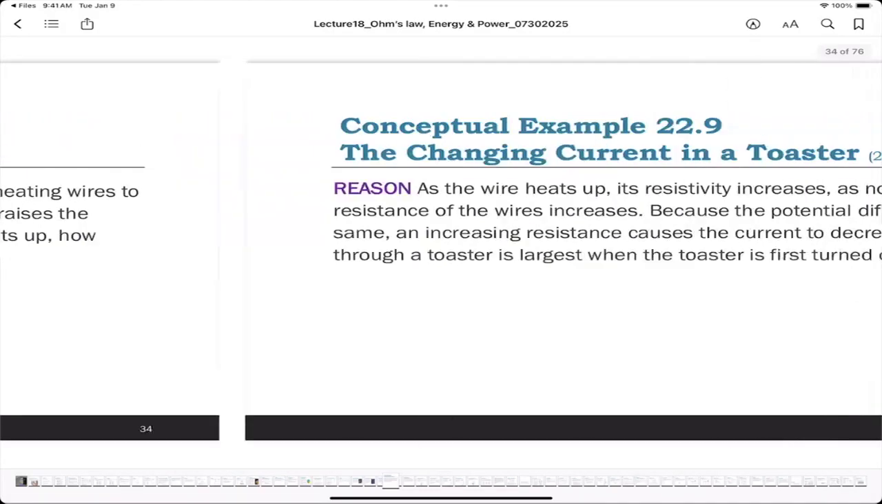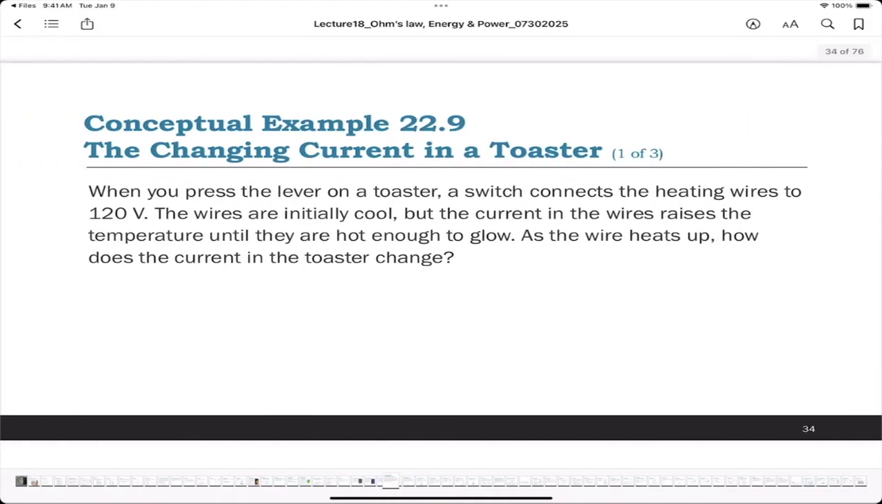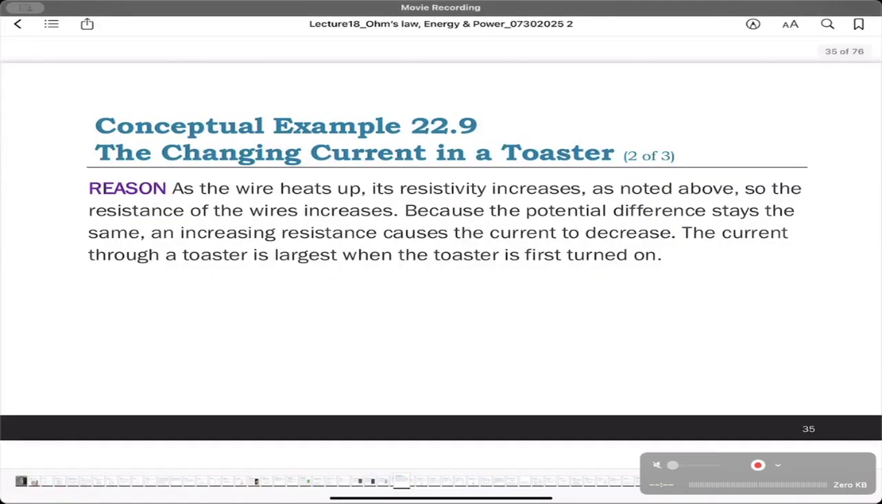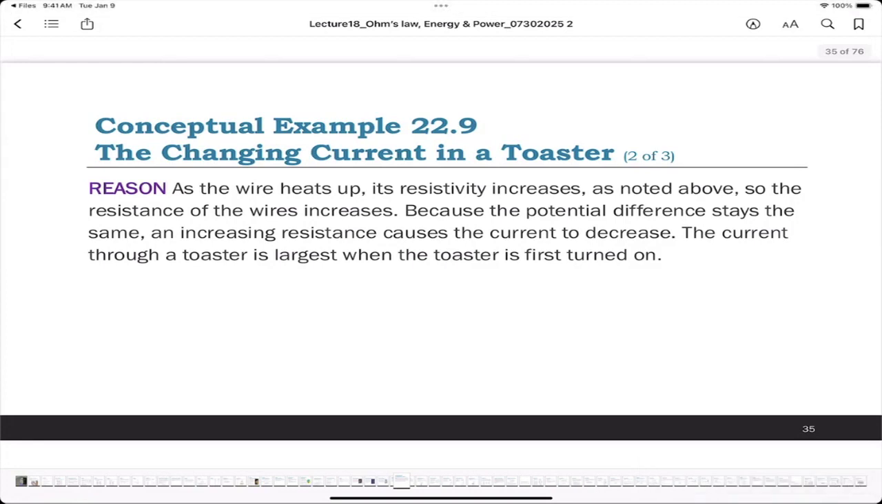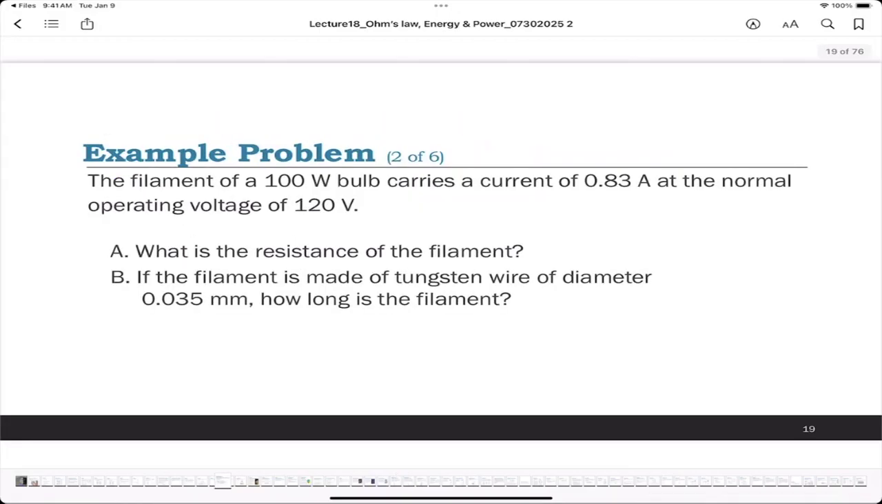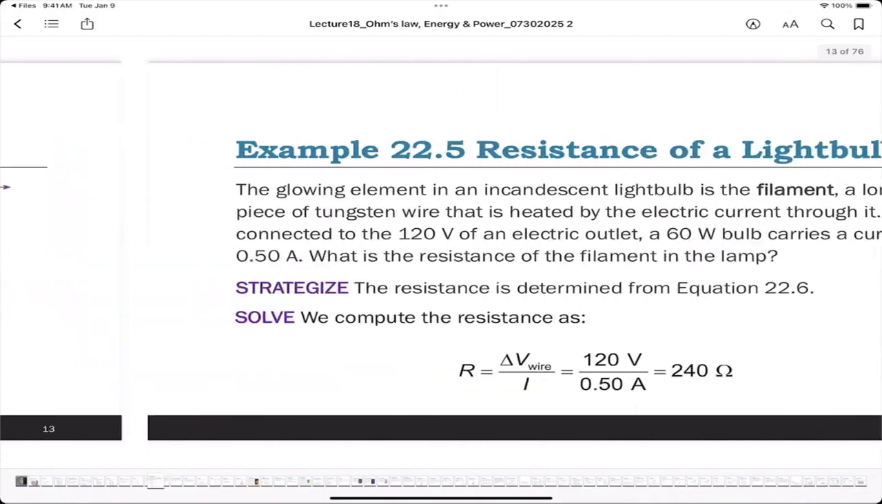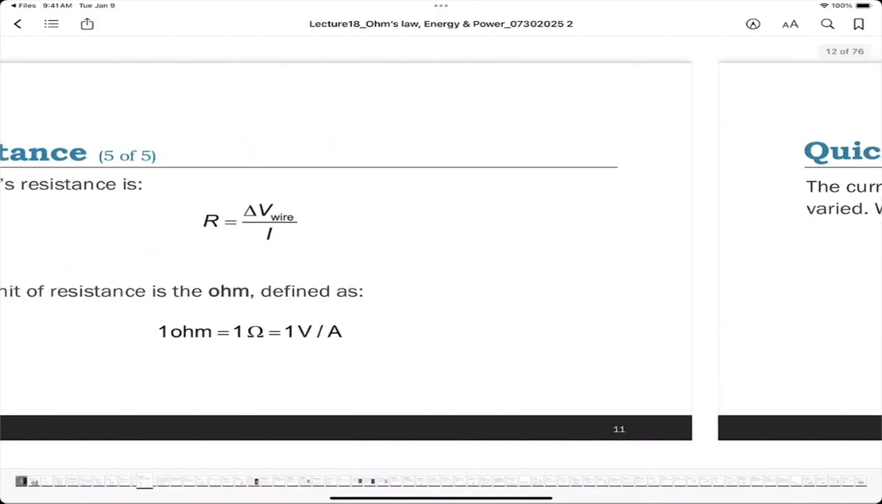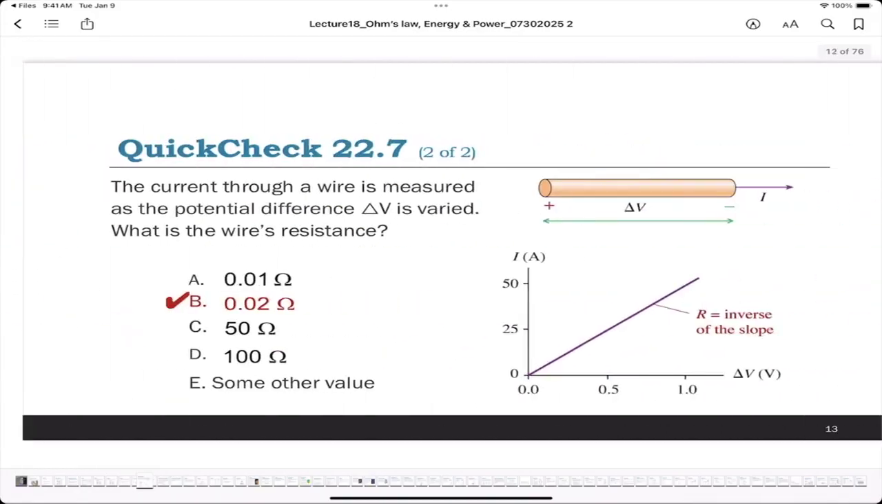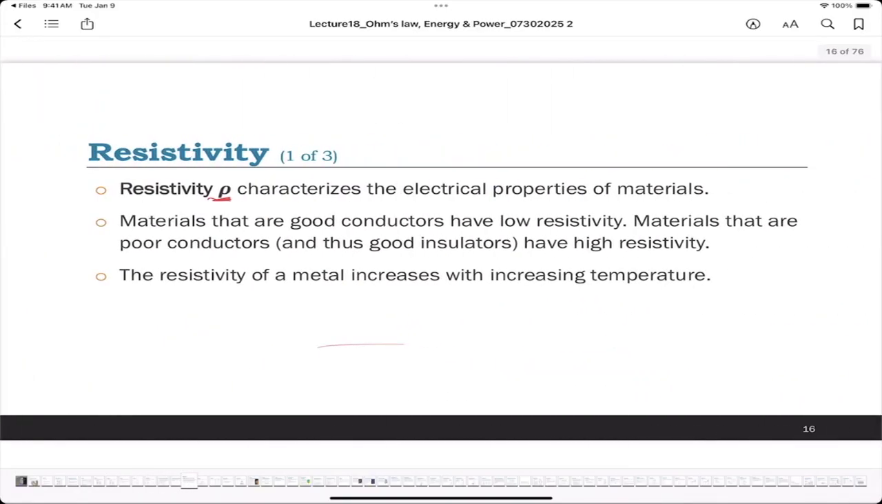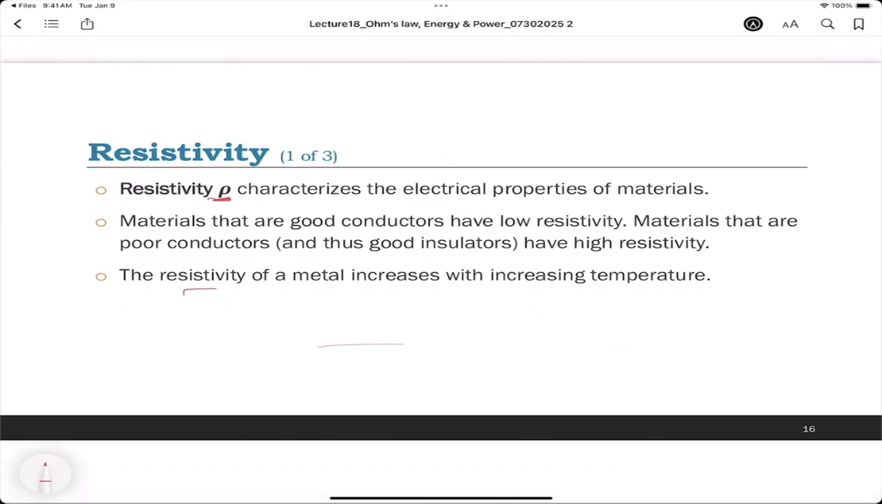Actually, we can use the equations we talked about before. We know as the wire heats up, its resistivity increases as noted above. So the resistance of the wires increases. We talked about it in here. Let me find it for you. Here, the resistivity of a metal increases with an increase in temperature.